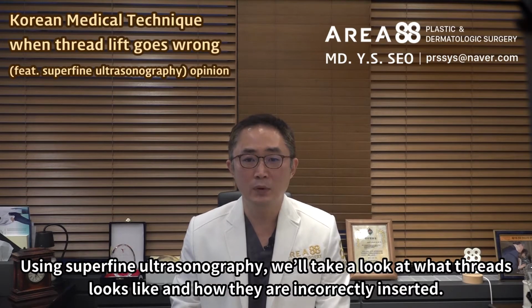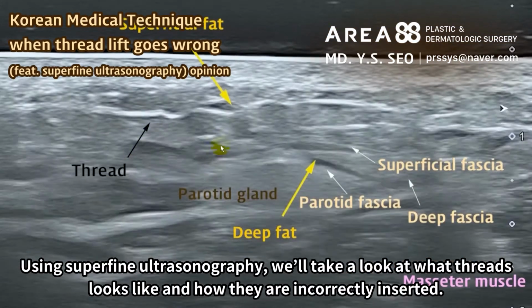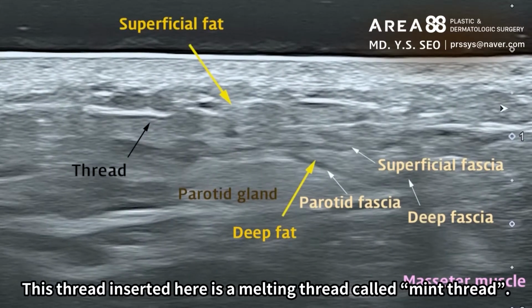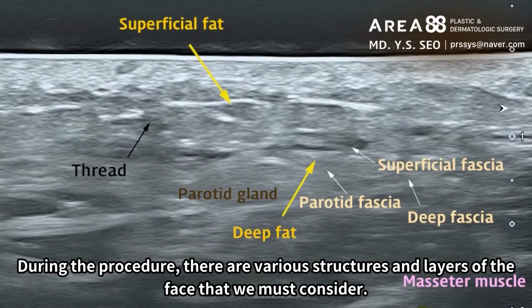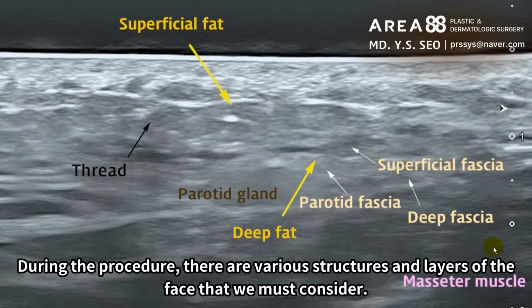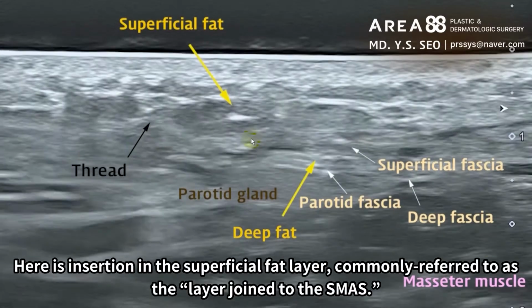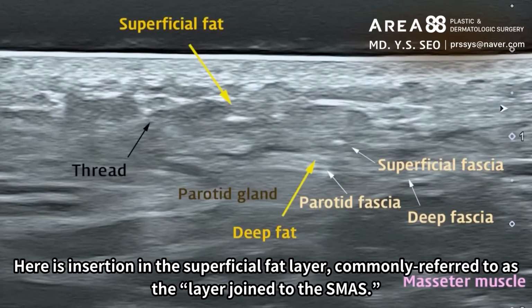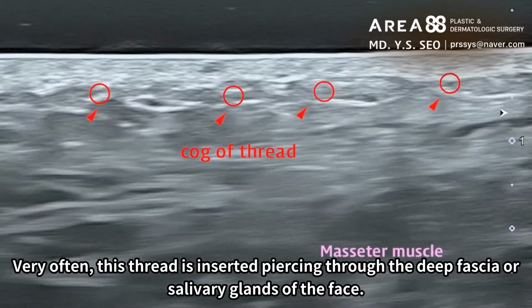Using superfine ultrasonography, we'll take a look at what threads look like and how they are incorrectly inserted. You can see the thread in the cog. This thread inserted here is a melting thread called mint thread. During the procedure, there are various structures and layers of the face that we must consider. Here is insertion in the superficial fat layer, commonly referred to as the layer joined to the SMAS. Very often, this thread is inserted piercing through the deep fascia or salivary glands of the face.